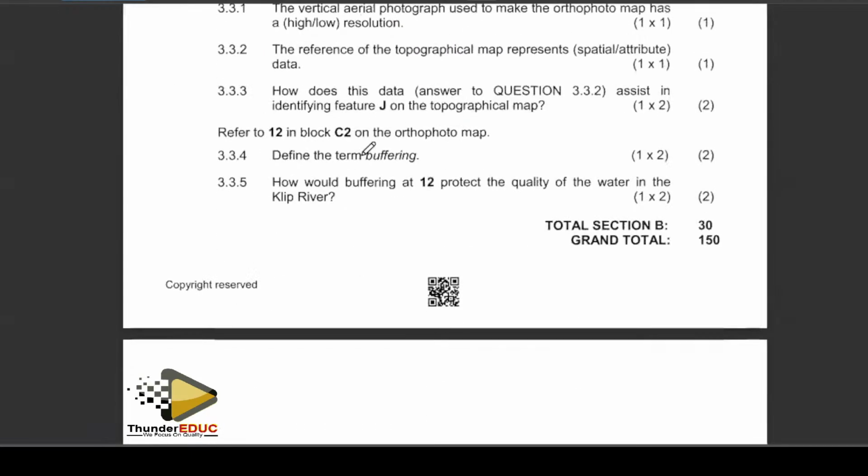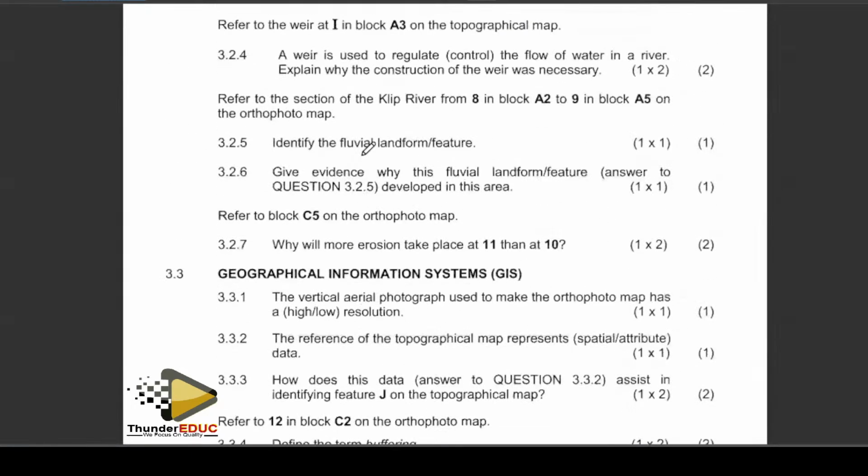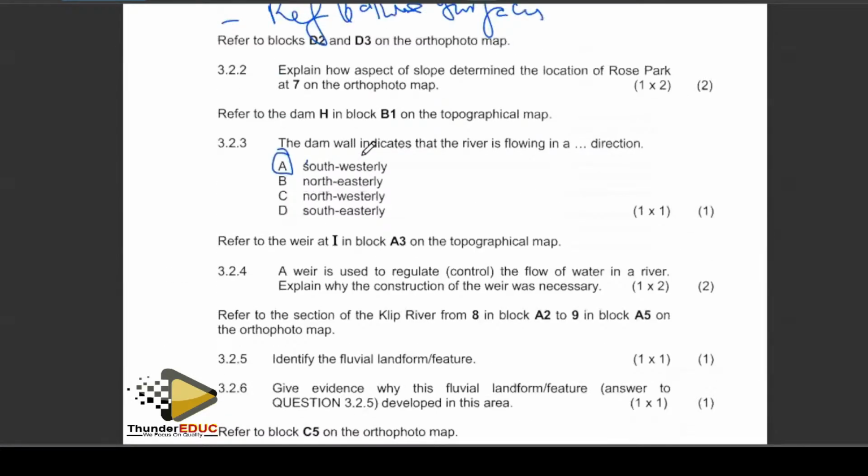It talks about question number 3.2.4. A weir is used to regulate or control the flow of water in a river. Explain why the construction of the weir was necessary. Right, why was the weir necessary in block A3 on the topographic map?